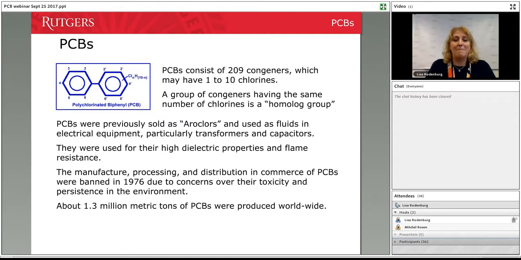So about 1.3 million metric tons of PCBs were produced worldwide. It's tough to really get a handle on that number, but it's a big number. And the problem with that number is it means that there's PCBs all over the United States. PCBs can travel through the atmosphere. They can travel with water or soil particles. And so unfortunately, PCBs are present pretty much everywhere in the United States.